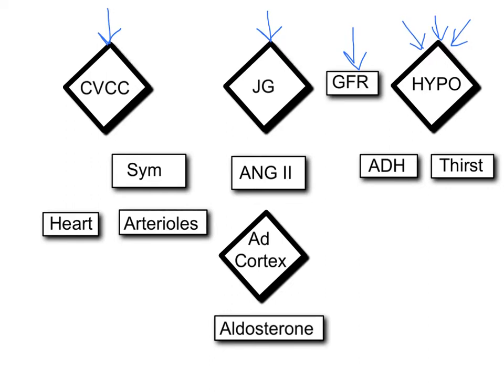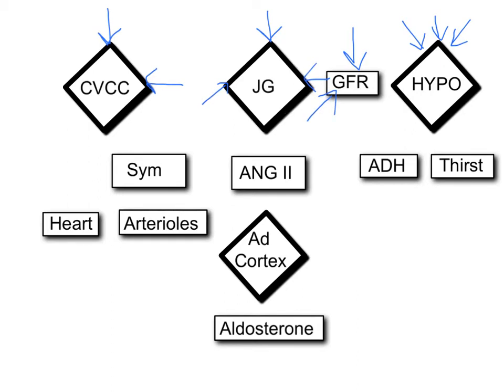Now let's add some additional input into these various components. The cardiovascular control center has another input, remembering that the cardiovascular control center has 2 inputs. JG cells have 3, so let's add another one here, and then just connect the GFR with the JG cells to complete the 3 inputs into the JG cells. And the GFR has 1 more coming in here, so the GFR has 2. Hypothalamus, we've already noted, has 3. So cardiovascular control center 2, JG 3, GFR 2, hypothalamus 3.